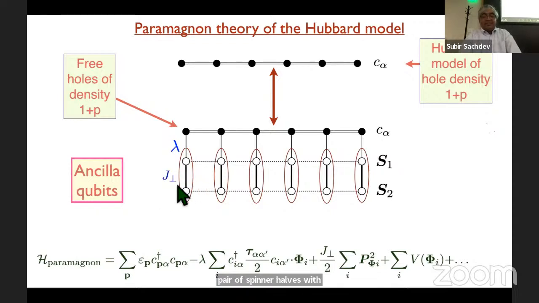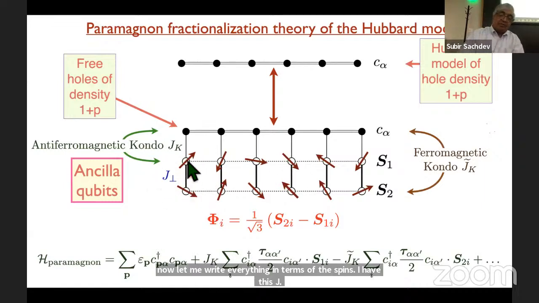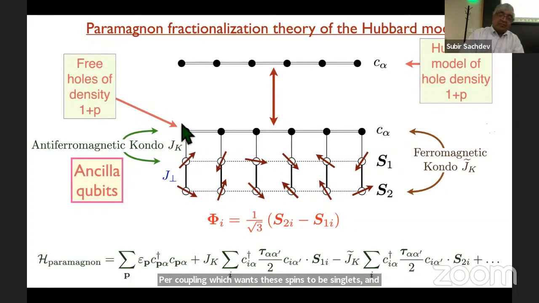Now this is a dimer, a square lattice of dimers, and I'm going to couple it to the physical electrons with this coupling lambda. And I claim that's just a way of writing the whole Hubbard model. So here I have a spin one excitation, which is the paramagnon, which is coupled to this. Now let me write everything in terms of these spins. I have this J perp coupling, which wants these spins to be singlets, and a coupling I'll call J Kondo, which couples this spin to that one. And the original paramagnon is just the difference of these two spins.